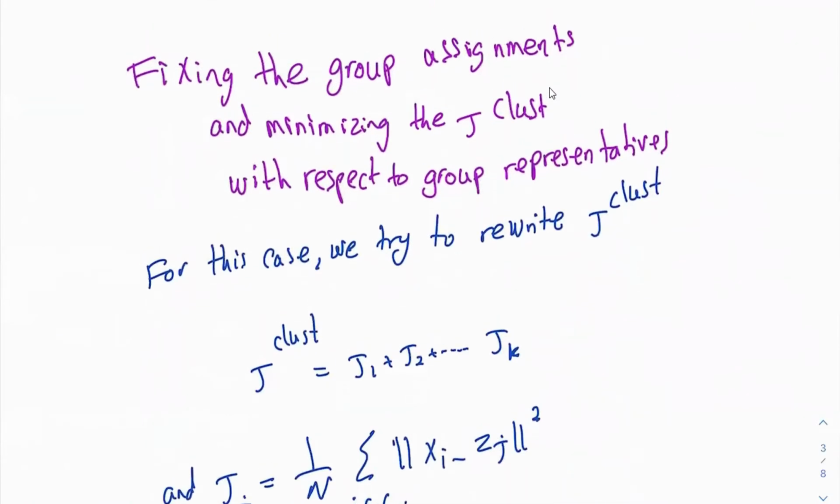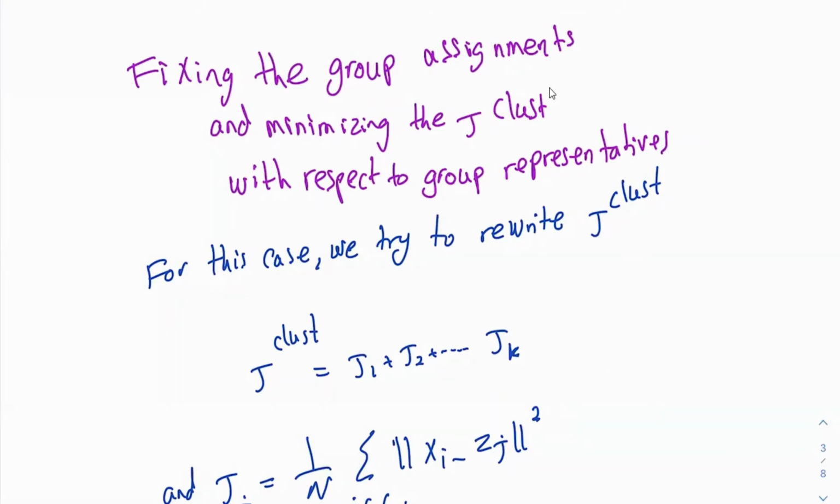Now that we answered this one, and we realize that it's very easy, we ask ourselves, what if I fix the group assignment? I say at this point x1, I know the clusters. The point x1 is in group 1. The point x2 is in group 1. The point x3 also is in group 1. But how can I minimize this objective function, this J class, with respect to the group representative? What is a good group representative here? I know the data points that correspond to cluster 1, but what is a good group representative for cluster 1? This is what I'm trying to solve.